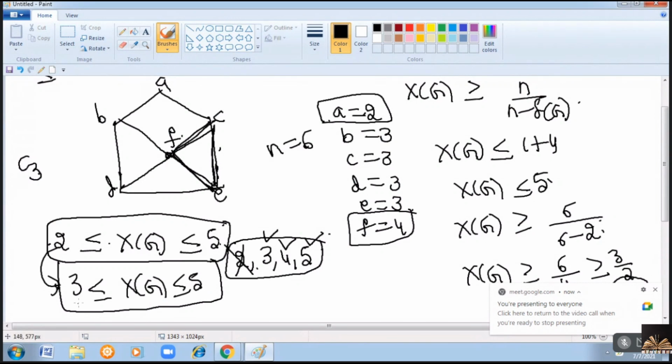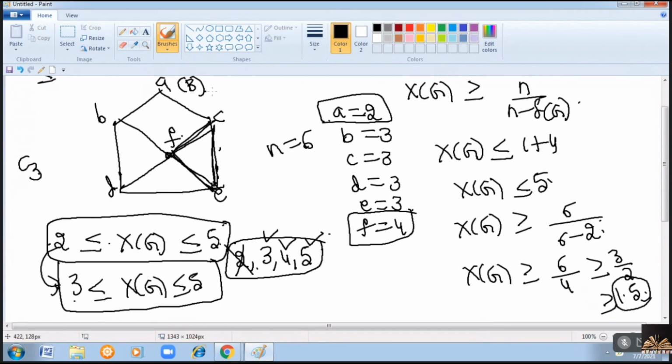Let me try to give 3 colors. If you are able to do the graph coloring with 3 colors, then it is correct. Let me check. Suppose I color the vertex A with some color, blue. As B and C are adjacent to A, they should be colored with different colors. So you must color them with a different color. Let us suppose I consider the same color for B and C, because these two are not adjacent.